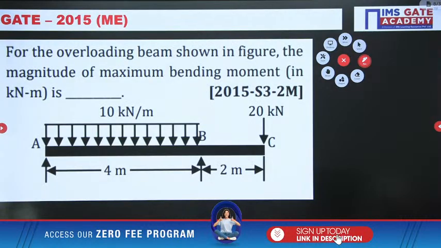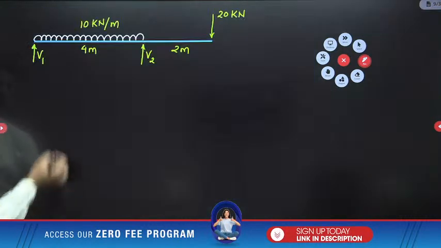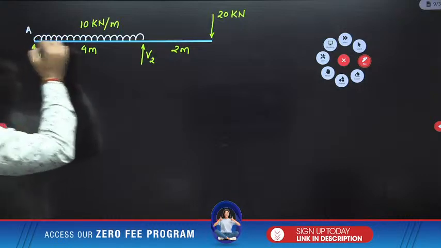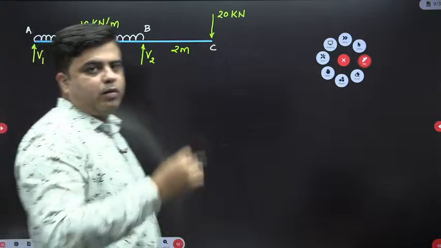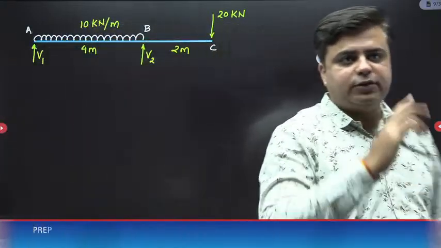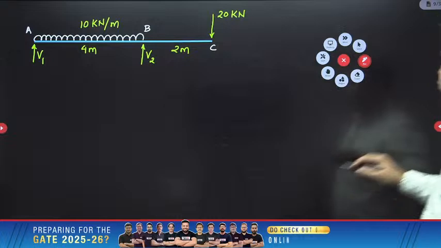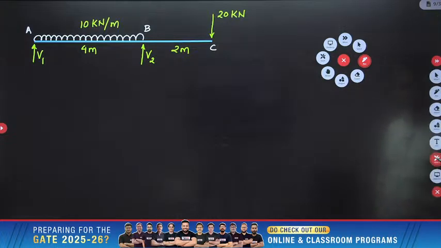You need to find out the maximum value of bending moment that will come over the beam. For that, you need to draw the bending moment diagram. Please do this. Get me the value of support reaction for this beam. Take 2 minutes of time and do it. And please be quick here.